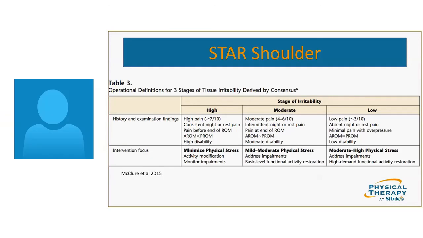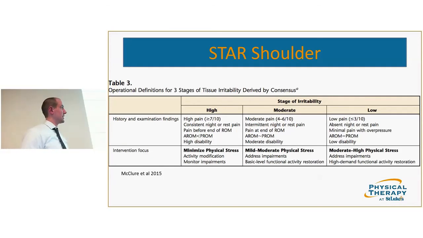The STAR Shoulder study was looking at taking the irritability and then trying to match the interventions. So really, if they're in the high irritability, you're looking just to minimize the stress, trying to do some activity modifications, and just monitor their impairments at this time. You're not going to be able to improve motion a whole lot. Really now it's more about monitoring where they are and just trying to minimize the effect.